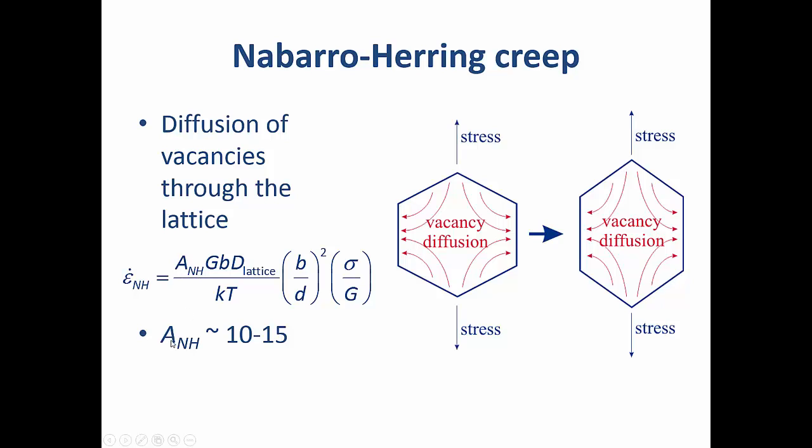A_NH just indicates that's the constant for Nabarro-Herring creep, which is typically of the order of 10 to the 15. The power law constants, in the case of b over d, it is equal to 2. In the case of sigma over G, it is equal to 1, giving this overall equation. So that's for vacancy diffusion through the bulk.